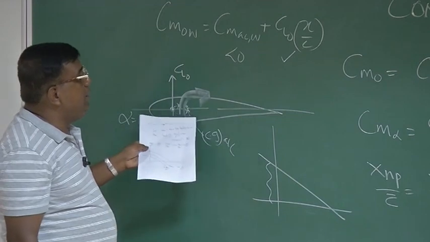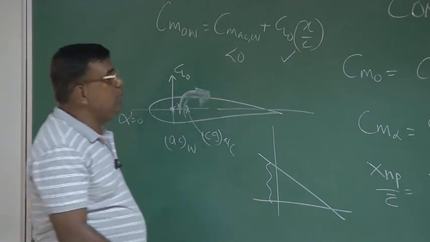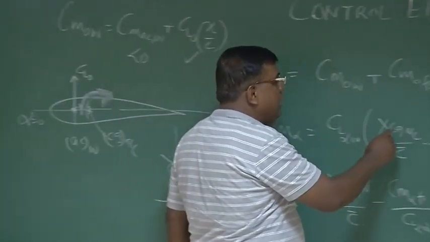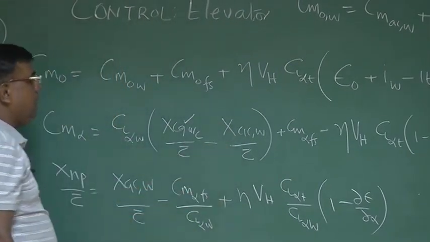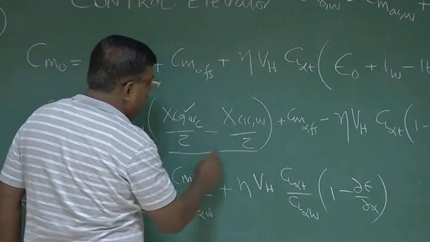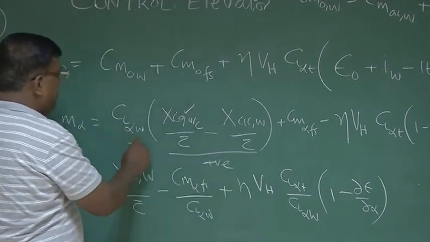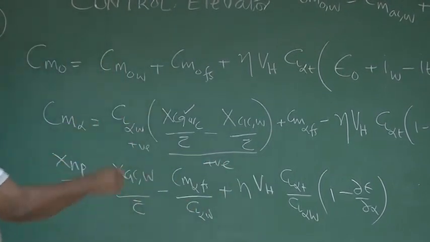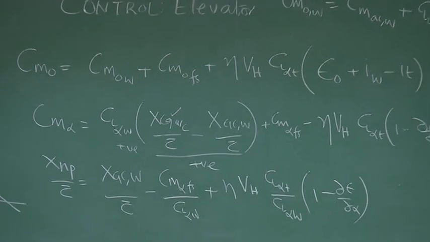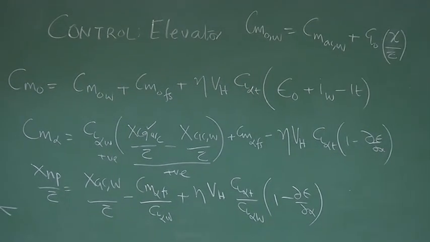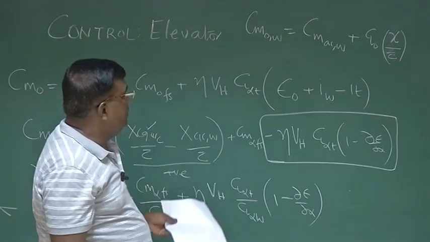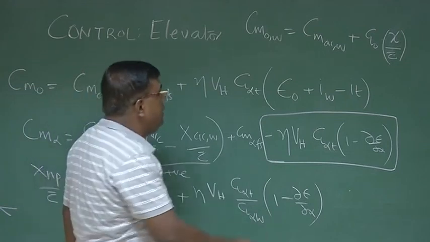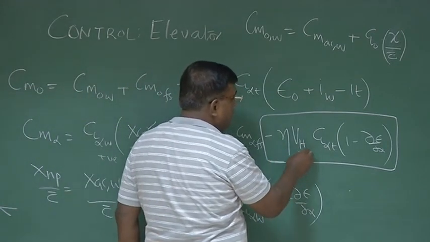Although this will give a destabilizing contribution that you could see from here, the moment I put CG behind AC of the wing, this term is positive, this is positive, so the whole wing contribution to Cm alpha is positive, which is destabilizing. But she said, don't worry, what is the problem? Our friend is here. So what is the problem? The stability part will be taken care by our friend tail, horizontal tail.